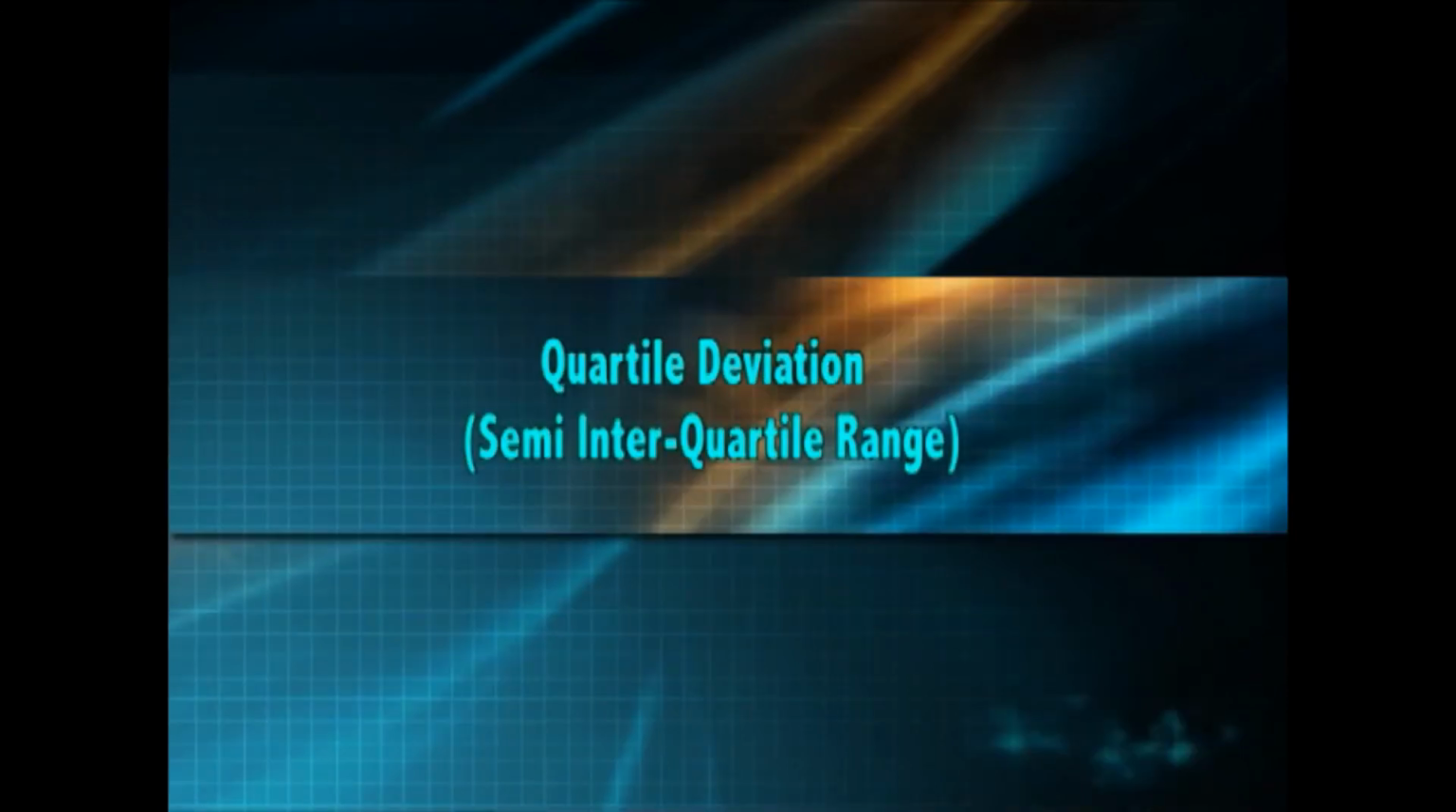Quartile deviation or semi-interquartile range. Quartile deviation of a set of observations is a measure of dispersion among themselves. Quartile deviation is based on the partition values, quartiles.